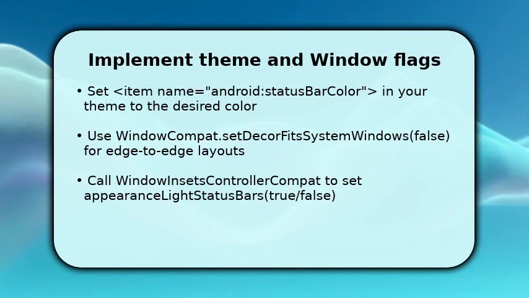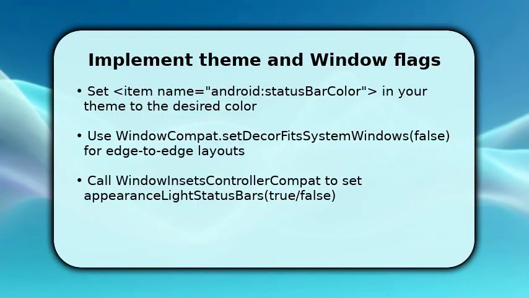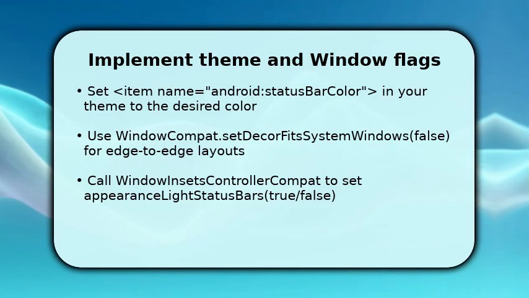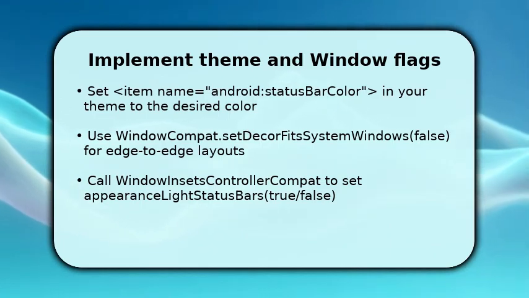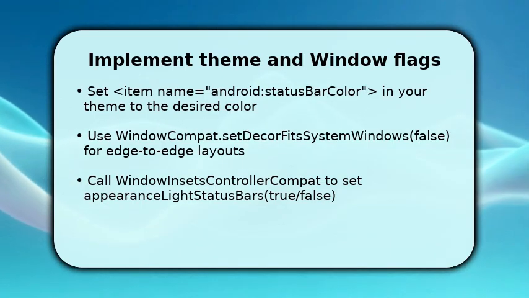Now change the theme attributes. Set android:statusBarColor in styles.xml, or use a colorSurfaceVariant for Material systems so the color adapts. In your activity, call WindowCompat.setDecorFitsSystemWindows(false) if you want edge-to-edge drawing, otherwise keep the default.